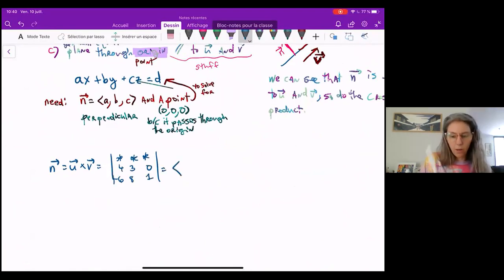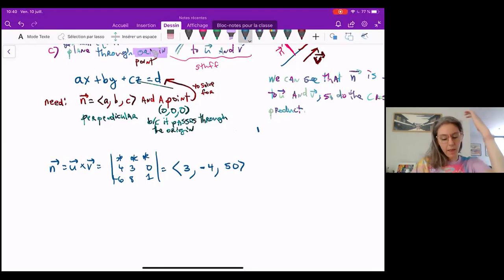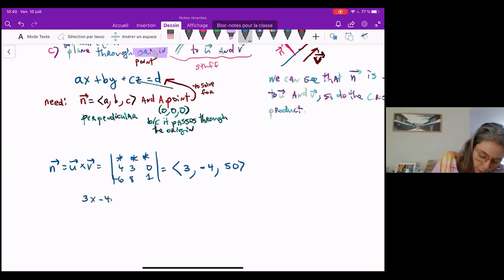Cross out the first column, I get 3 minus 0, that's 3. Cross out the second column, I get 4 minus 0, so that becomes negative 4. And cross out the third column, I get 32 minus negative 18, so that's 32 plus 18, which is 50. That's my normal vector. The normal vector, remember, is the ABC. So this is 3x minus 4y plus 50z is equal to d.